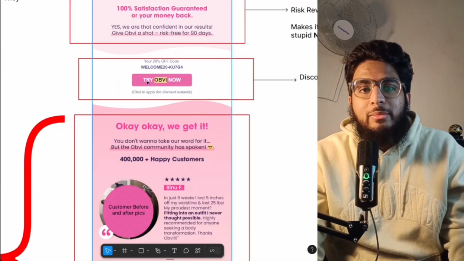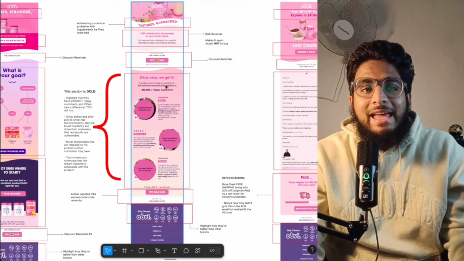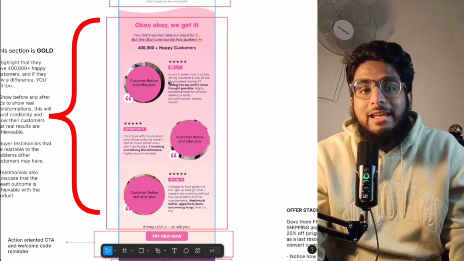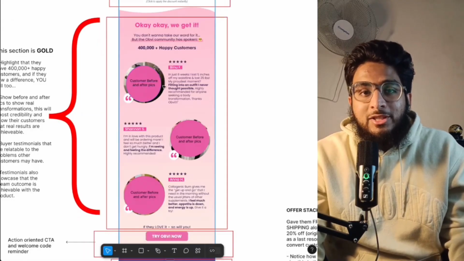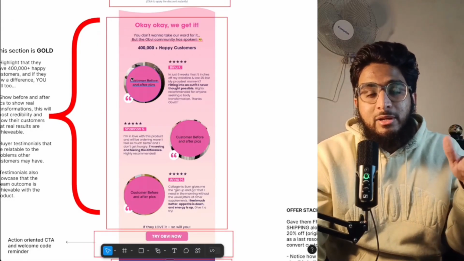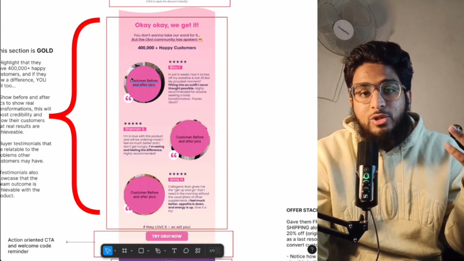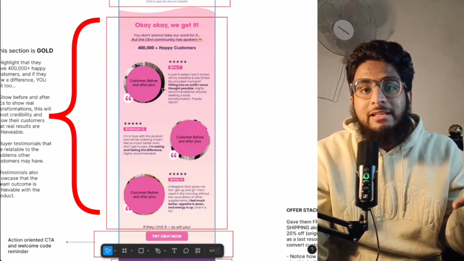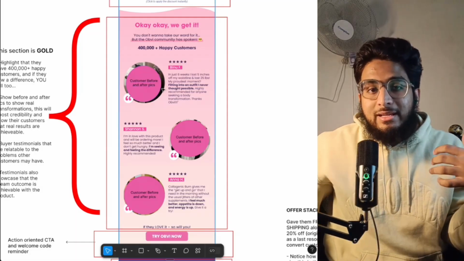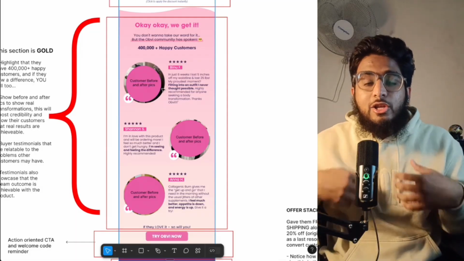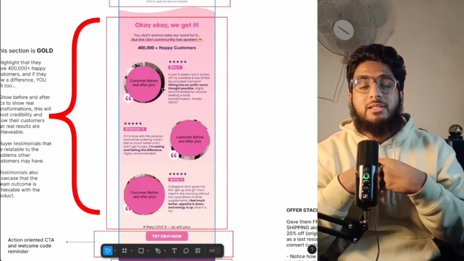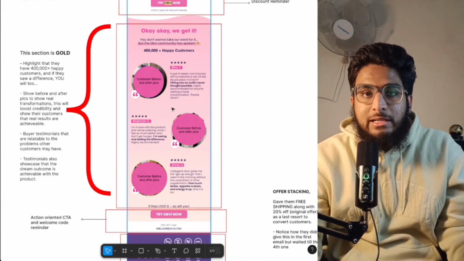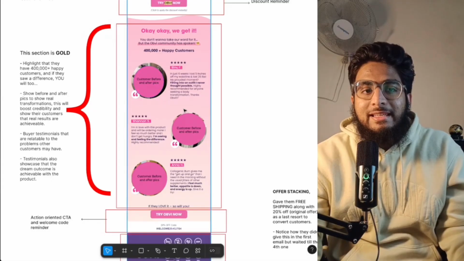And there's a discount reminder with an action oriented CTA. And this section is gold. They basically display before and after pics here. In the first pic, their customer is huge. They've put on a lot of weight. And in the next photo, they're really lean, really fit. And it's actually realistic. So this gives their customers something to hope for, that after taking this product they can achieve results like these.